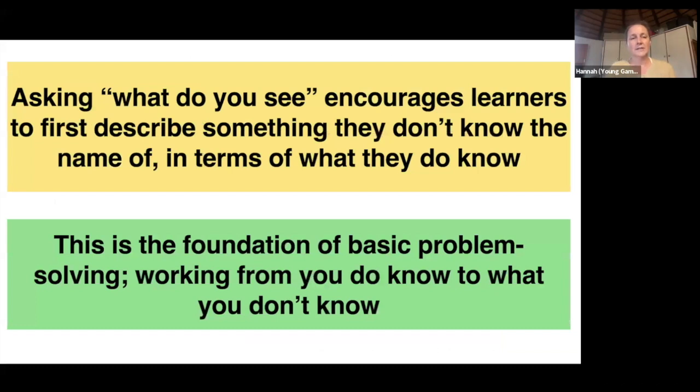So asking, what do you see, encourages learners to first describe something they don't know the name of in terms of what they do know. And so naming is a function of the teacher. We can name something, but we should still encourage them to describe what they see. And this is the foundation of problem solving. If you have a problem you don't know how to solve, the idea is always to go with what do I know and what information do I have in order to solve what I don't know. And that's what description encourages. Describe what you do know about this animal, even if you don't know its name. The name can come later.